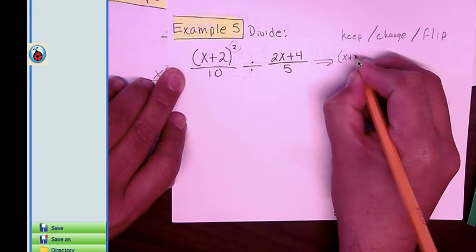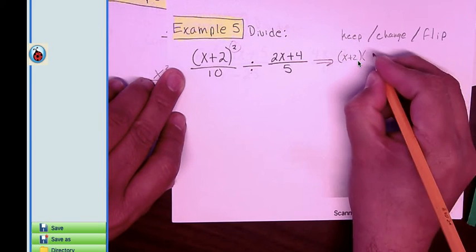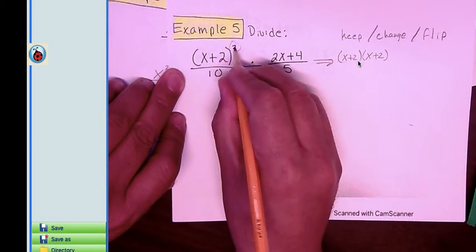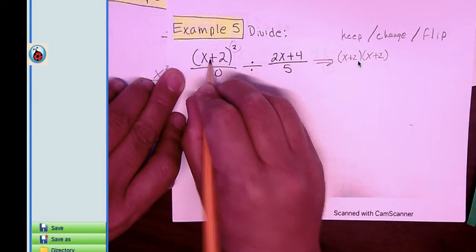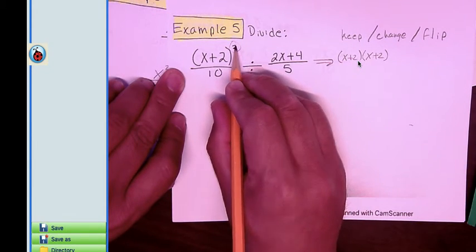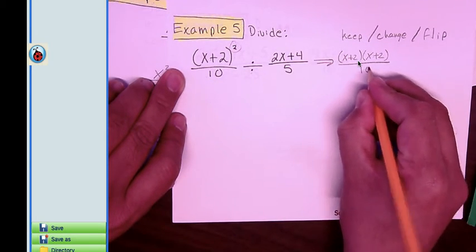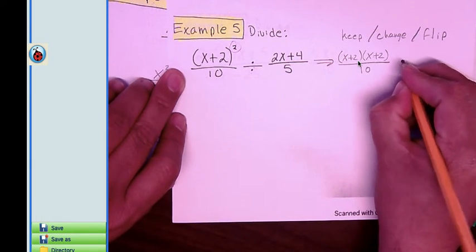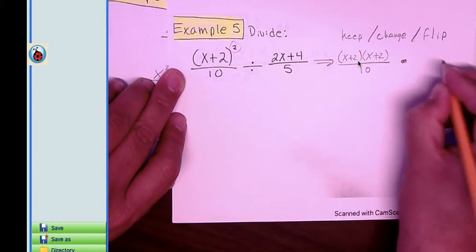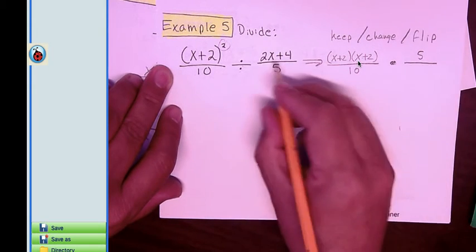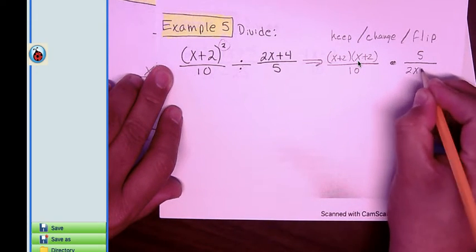So this means these are equivalent, what I'm about to do here. So this and that is the same because you have 2 of this. That's what that 2 exponent tells you, that you're multiplying the base twice. And then you have a 10, and then you change the division to multiplication, and then you flip this one. So the 5 now is on top, and then the 2x plus 4 at the bottom.